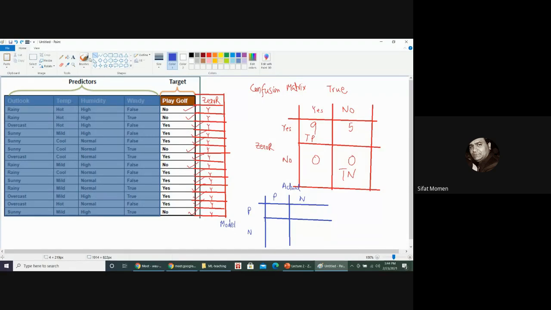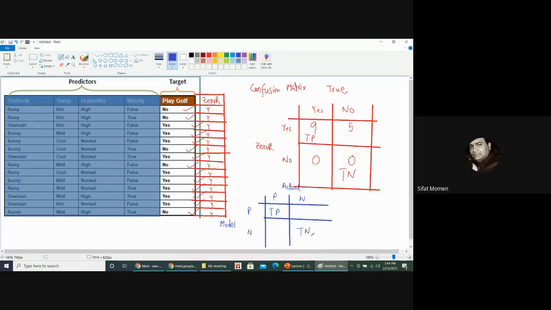Okay. All right. So, what does this cell mean? This cell means actually this is positive and the model has also predicted it to be positive. So it is called true positive. Is it clear? Yes sir, now it's clear. Right? Okay. Actually it is negative and the model also predicted it to be negative. So the negative that it predicted is a true negative. Actually it is negative. Okay?